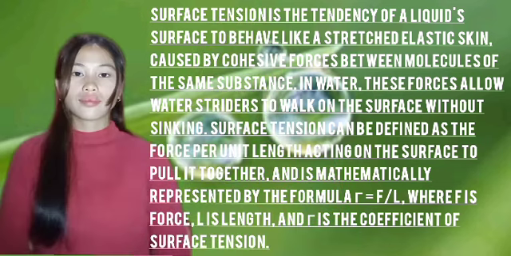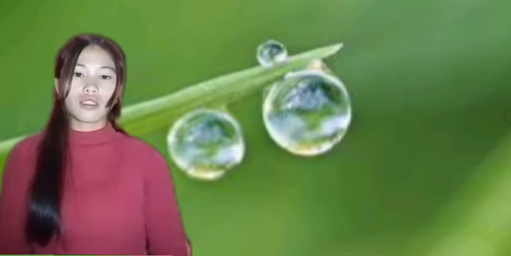Surface tension is the tendency of a liquid surface to behave like a stretched elastic skin, caused by cohesive forces between molecules of the same substance. In water, these forces allow water striders to walk on the surface without sinking. Surface tension can be defined as the force per unit length acting on the surface to pull it together, and is mathematically represented by the formula γ = F/L, where F is force, L is length, and γ is the coefficient of surface tension.